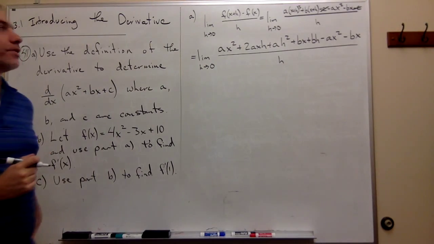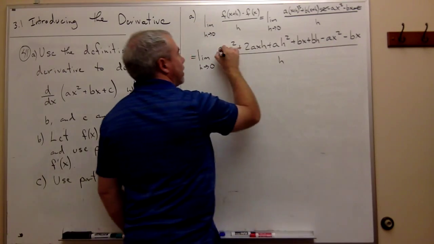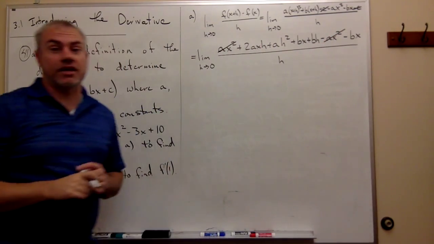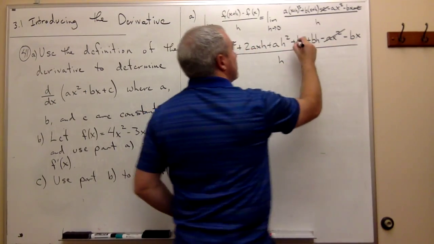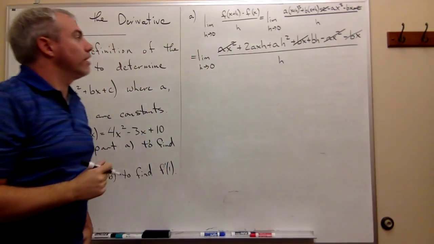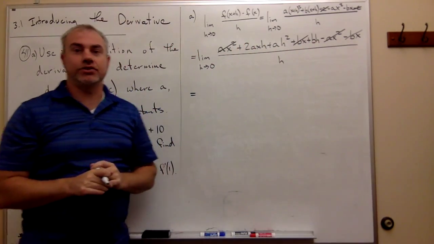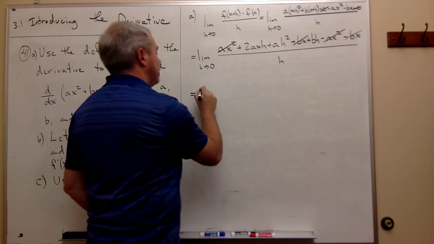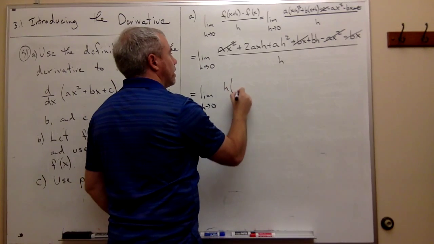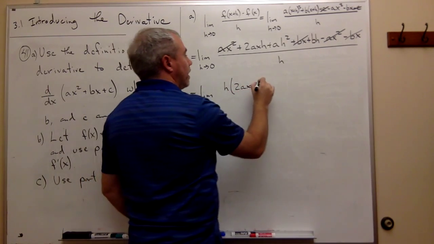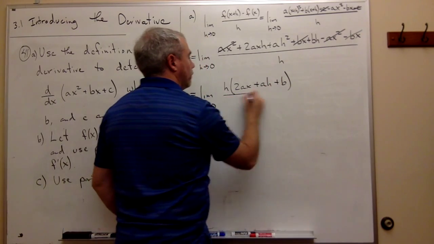Okay, does anything cancel here? Yeah, a few things do. I've got an ax squared and I've got a negative ax squared. So the ax squareds cancel. Then I've got a bx and a negative bx. So the bx's cancel. And what I'm left with is a bunch of stuff on top that all involves an h. So let's go ahead and factor an h out, and I get the limit as h goes to 0 of h times 2ax plus ah plus b all over h.